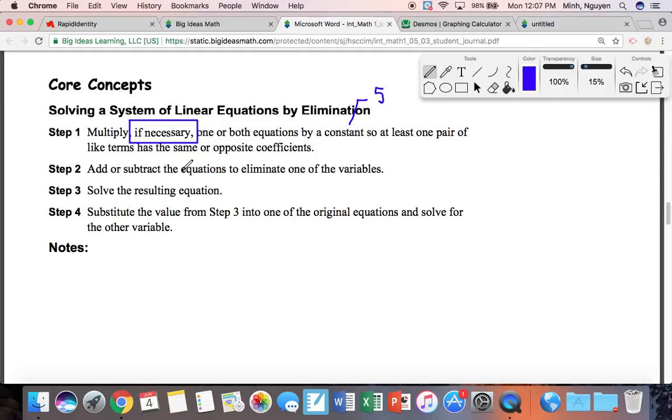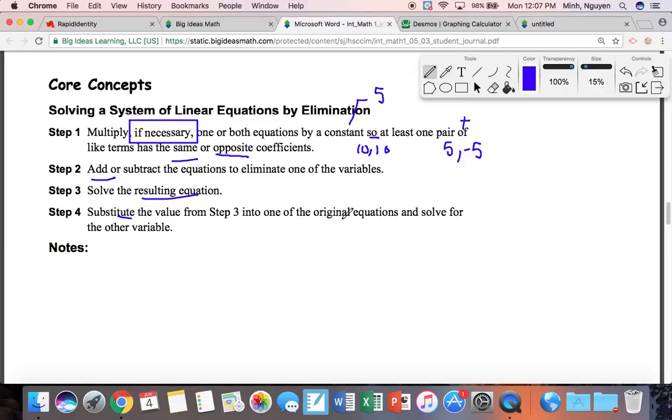So at least one pair of like terms has the same or opposite coefficients. When it says the same, that means they're the same number, or opposite if one is positive and one is negative. So I could have 10 and 10, those are the same. I would have to subtract because 10 minus 10 is 0. But if I had 5 and negative 5, in order to get 0, I would have to add them to eliminate.